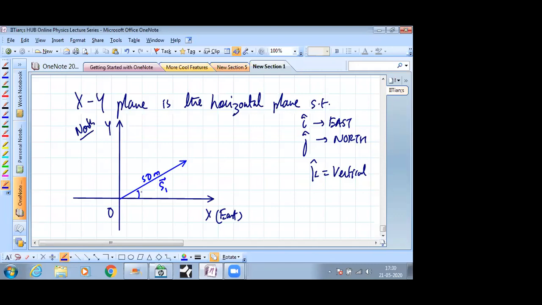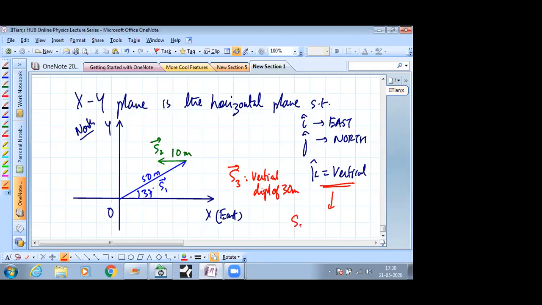Such that this angle was 30, and S2 was a displacement which was 10 meters in this sort of direction, towards west. And S3, you cannot show in this diagram because it's perpendicular to this plane, but S3 is going to be a vertical displacement of 30 meters. So using this now you can see that K cap is vertical.